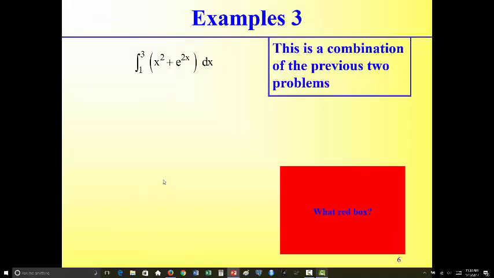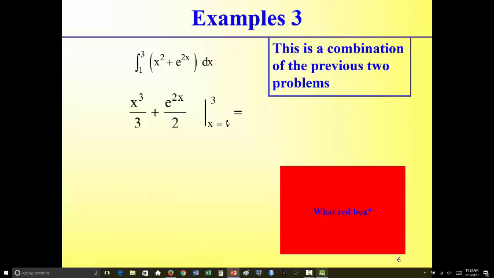All right, let's do one more. So this is just a combination of the two. Here I'm going to integrate from 1 to 3, x squared plus e to the 2x dx. Obviously, we saw x squared integrates as x cubed over 3. E to the 2x integrates as e to the 2x over 2.